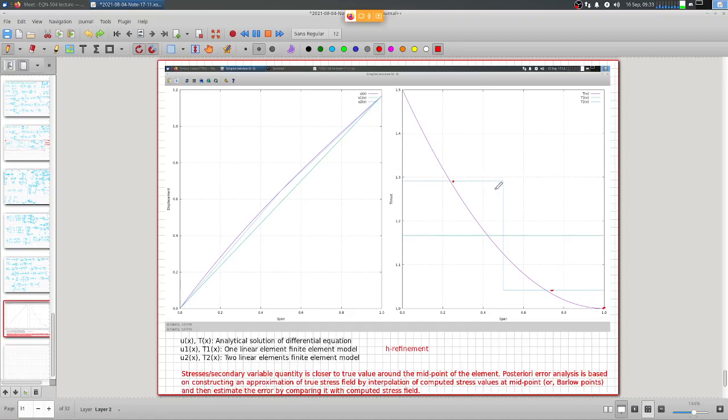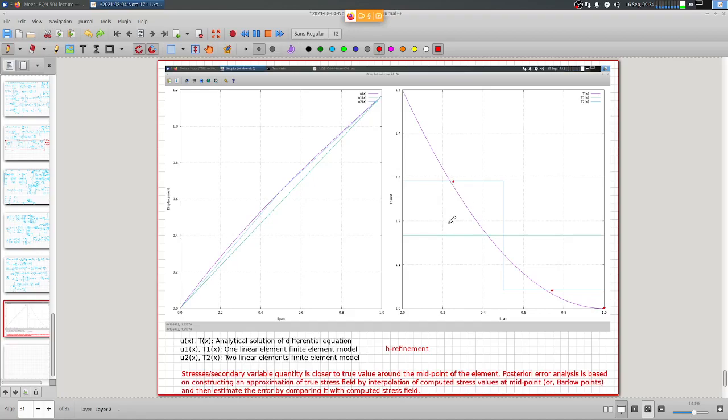Either instead of taking 2 elements of equal sizes that we took as 0.5 and 0.5, I can reduce this to maybe 1/3, 0.6 or 0.3, and take this element as 70% of the length, second element. So that is called H refinement. I mean the error density would be more or less controlled.